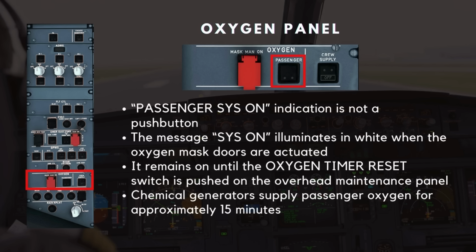The passenger system on indication is not a push button. The message "System On" illuminates in white when the oxygen mask doors are actuated. It remains on until the oxygen timer reset switch is pushed on the overhead maintenance panel. Chemical generators supply passenger oxygen for approximately 15 minutes.